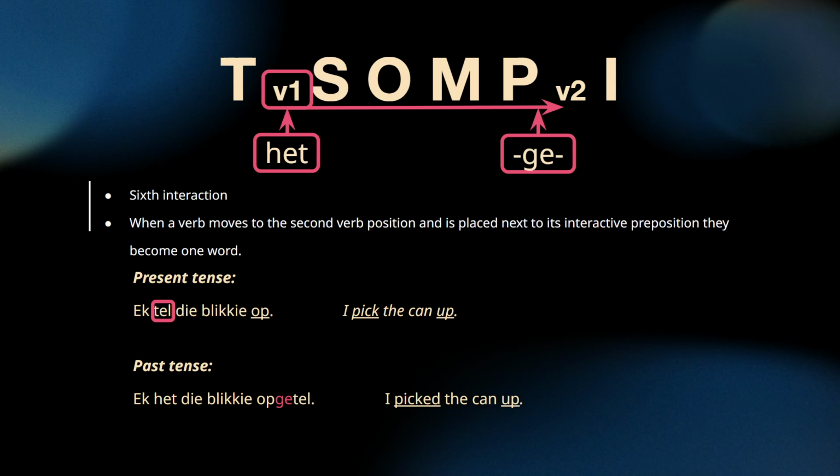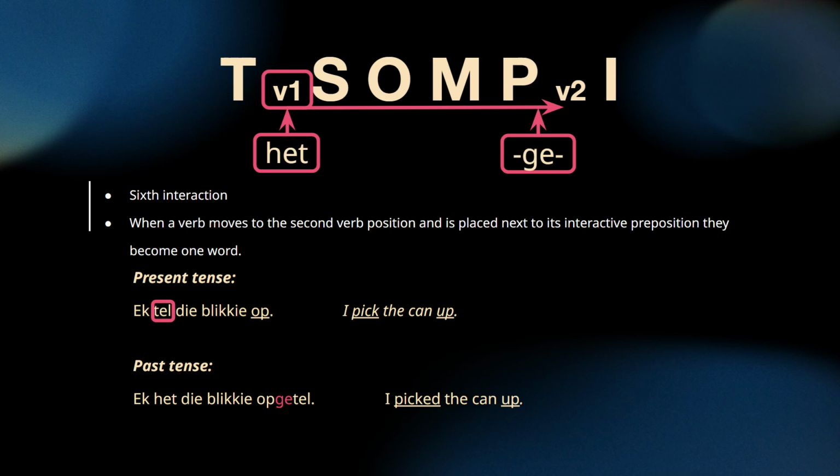The sixth interaction is to do with verbs that have interactive prepositions. Now, what I mean by this is verbs sometimes interact with prepositions or they mean something different. In my example, ek tel die blikkie op, I pick the can up. The verb tel, or pick, and the preposition op, or up, work together to form a unique meaning.